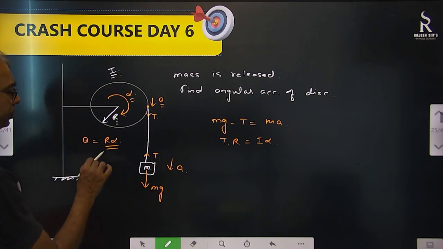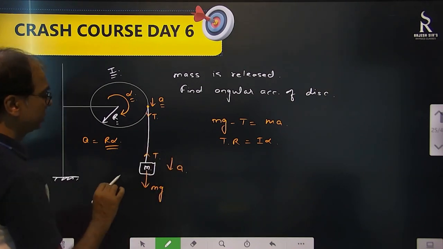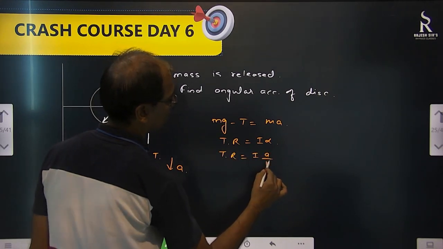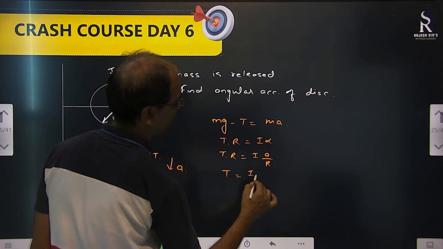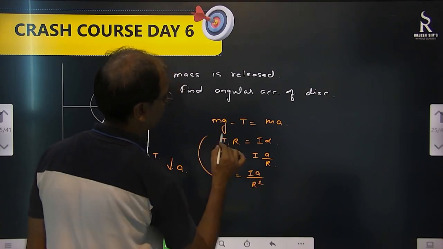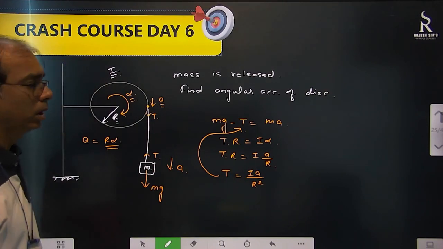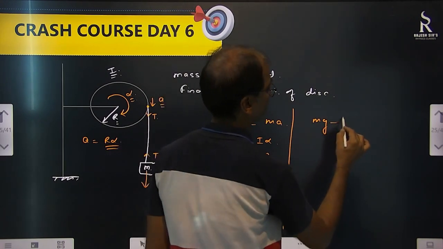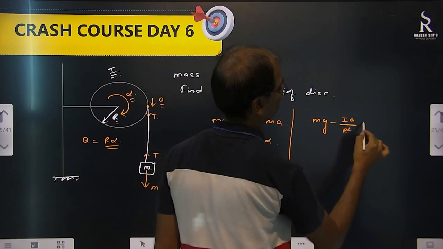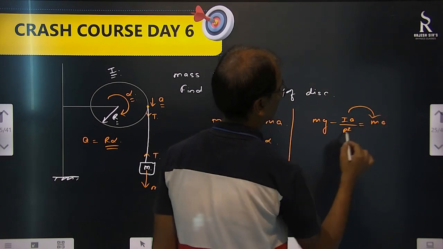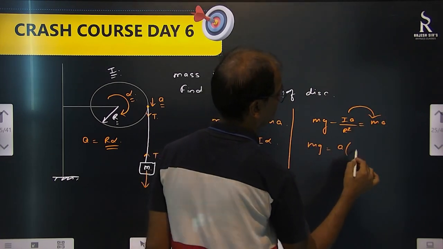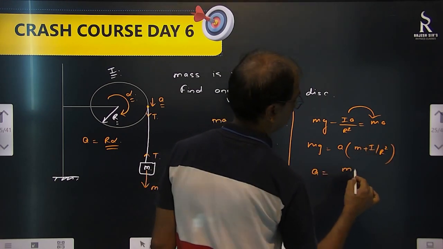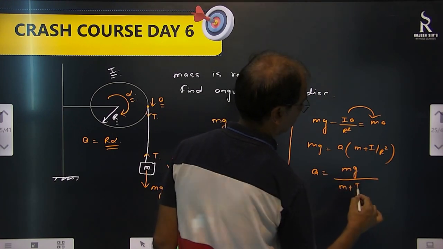So what I will do is, first of all, in place of alpha, I am going to write just a by R. So this will become I a by R. So tension value is I a by R square. This I am going to put in this one. So what will it become? Mg minus I a by R square equal to Ma. Take this one there. So Mg equal to a into M plus I by R square. So a value is Mg by M plus I by R square.